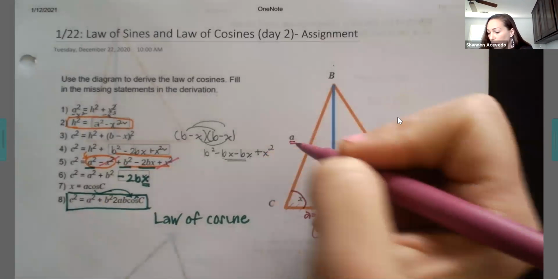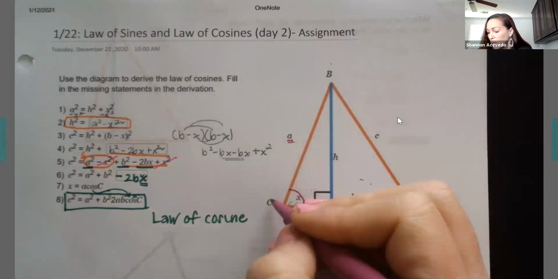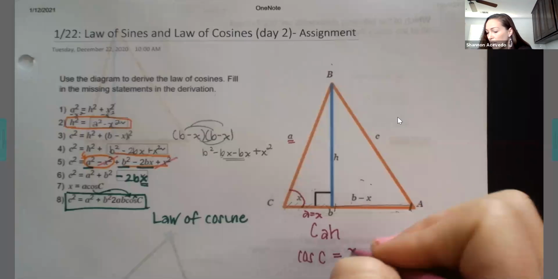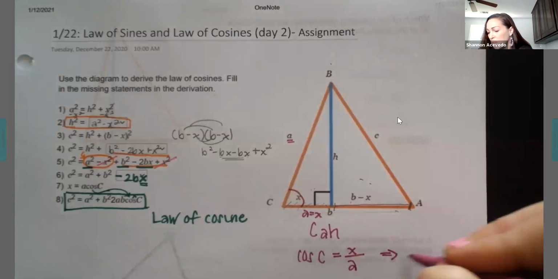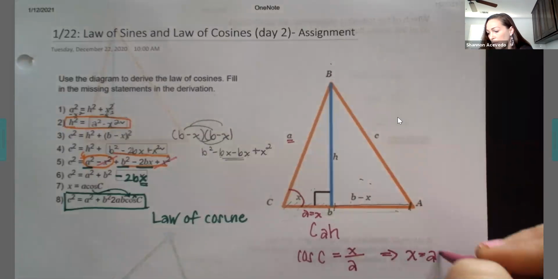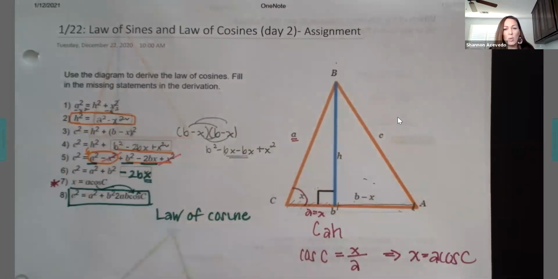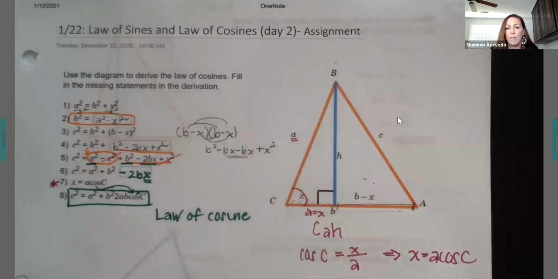So when we talk about cosine of my angle C, it is equal to my adjacent side, which is x, over my hypotenuse, which is a. And then if I solve for that x, it tells me x is a cosine of my C there. So that's where this piece came from. They already did the work for you, but just so you guys know where it came from, because it's a right triangle right here, we can use our SOHCAHTOA for it.